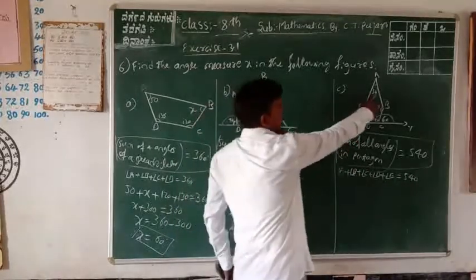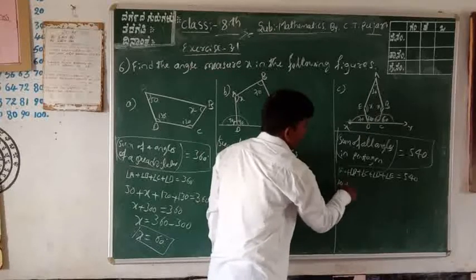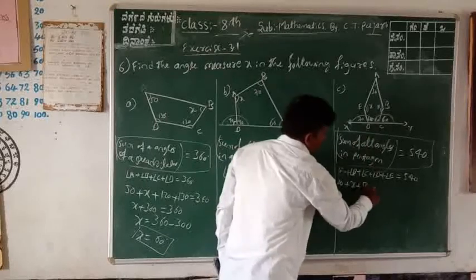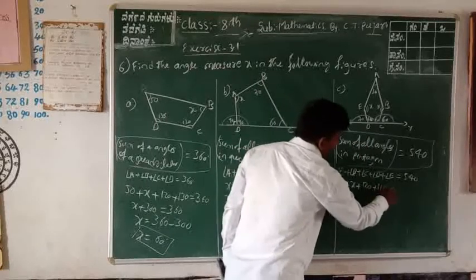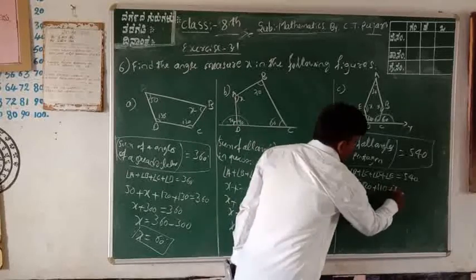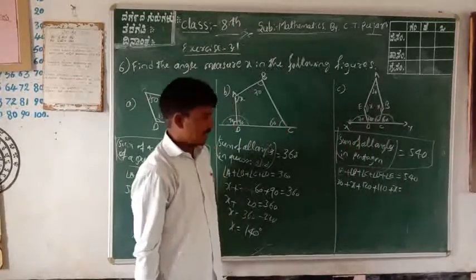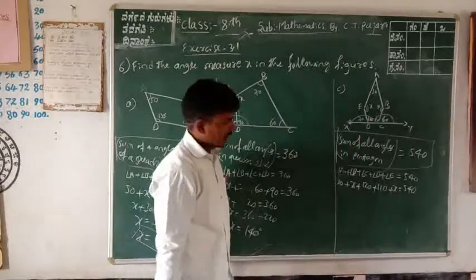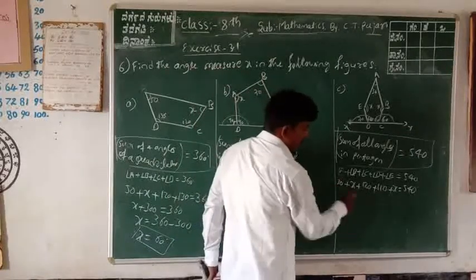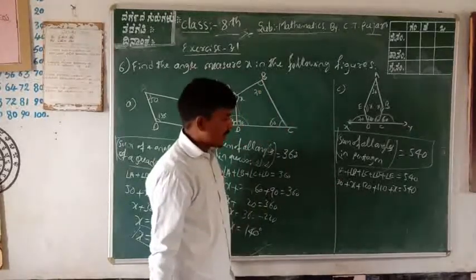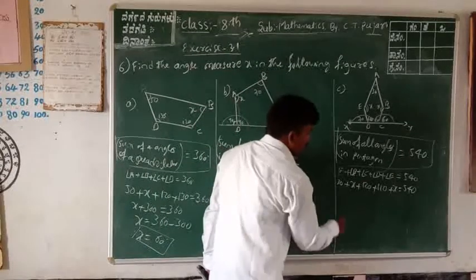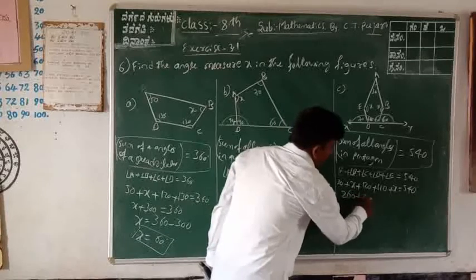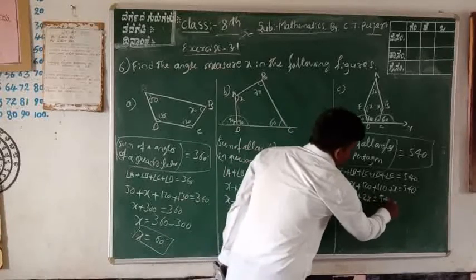Angle A is given as 30, plus angle D is x, C is 120, D is 110, plus E is also x. E and B angles are equal. Therefore, the sum is 540. Next, addition of all these: 30 plus 120 is 150, 150 plus 110 is 260, so 260 plus 2x is equal to 540.